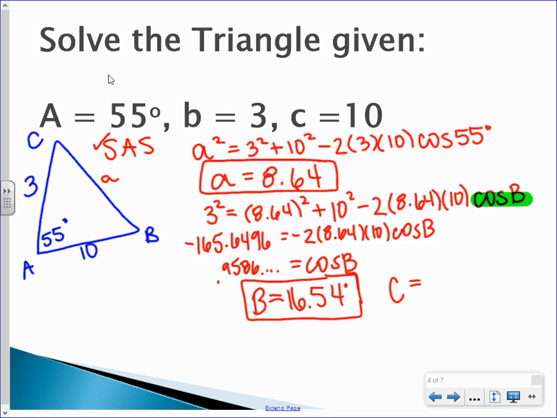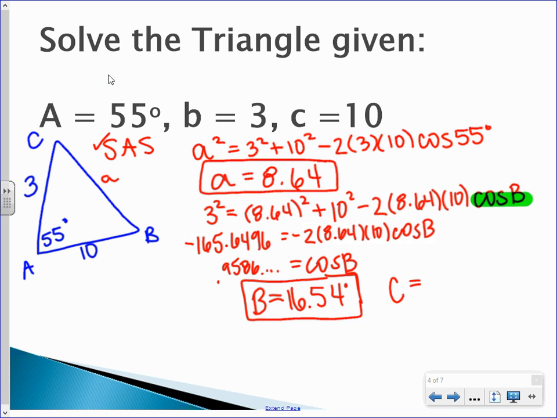Okay, so Caleb is asking, basically, do we have to use a lot of cosines to find angle B, right? Once we find side A, could we say, well, we have 2 sides and an excluded angle, I could set up the law of sines. What do you think? Could we have done that? Yes, we could. Okay, now, let's find angle C, and then I want to go talk about that.